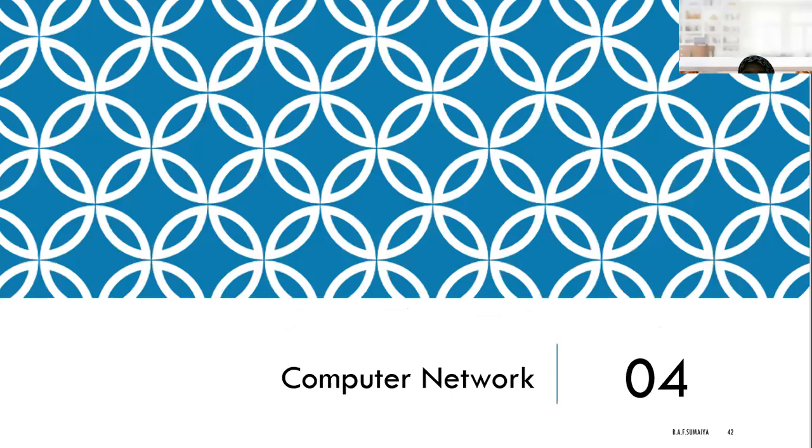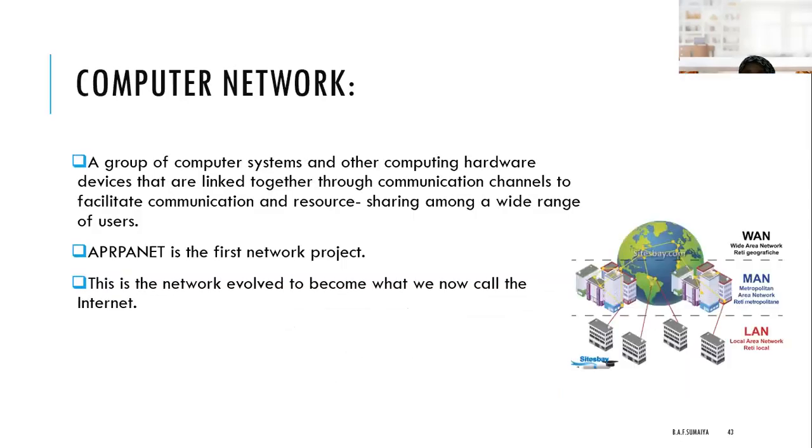And the fourth topic is computer networks. A computer network is a group of computer systems and other computing hardware devices that are linked together through communication channels to facilitate communication and resource sharing among a wide range of users. ARPANET was the first network project. This is a network that evolved to become what we call the internet.